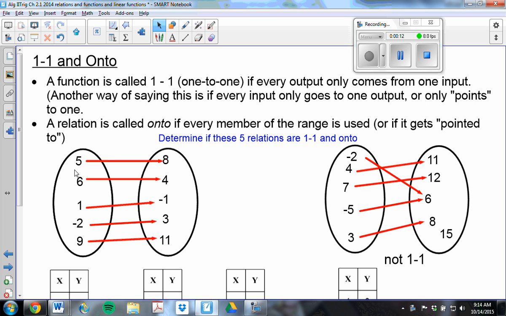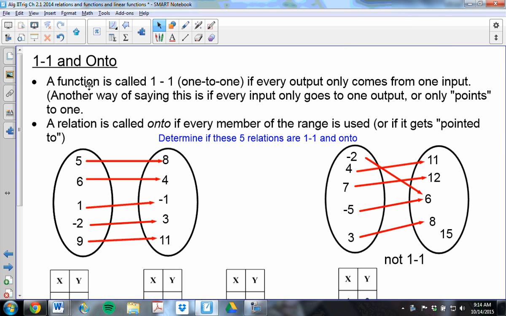We've talked about how if each input goes to only one output, it's called a function. So here's a mapping with a relation, and each input's going to only one output, so it is a function. But a function is called one-to-one if every input only comes from one output, meaning each output is only pointed to one time. So here each output only gets pointed to once. 8 only came from 5, 4 only came from 6, -1 only came from 1. So this is called a one-to-one function.